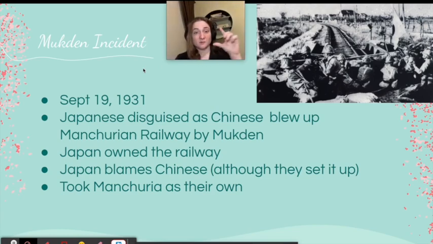So this piece of railroad that I just showed you on the map, it was owned by the Japanese. It's a Japanese railroad in China. And Japan's like, we need a reason to invade China. So they're like, whoa, I have a great idea. What we're going to do is dress up like Chinese people, blow up this railroad of ours, and blame it on the Chinese. And that is how they're going to invade China. And that's exactly what they did.